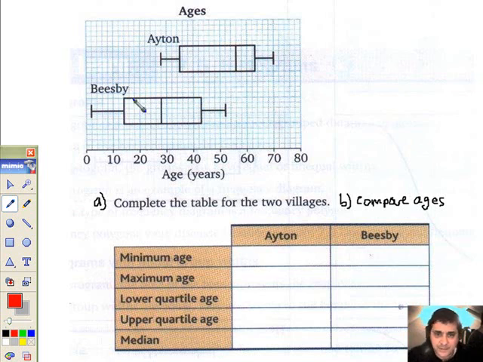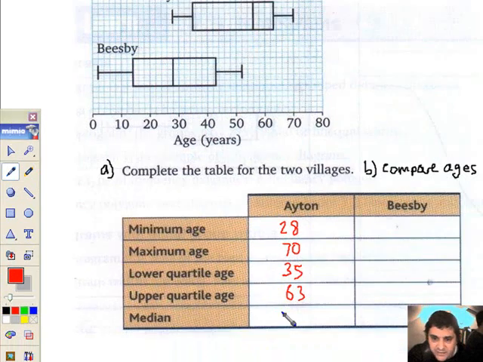Okay, Ayton first. The lowest value, the youngest, is going to be 28, so that's the minimum age there. See how it all relates. The maximum age there is 70. The lower quartile, I make that 35, between 30 and 40, so that's going to be 35. The upper quartile is going to be 63. I can see that quite clearly. And the median age is going to be 56.